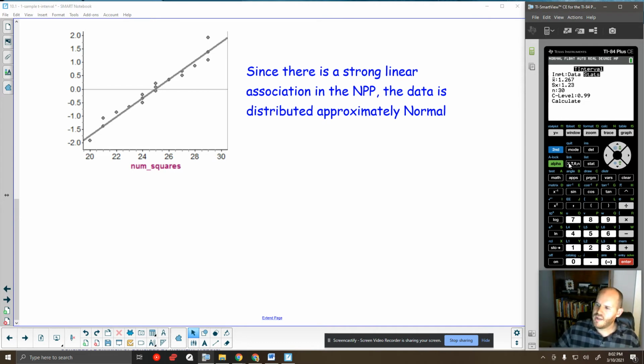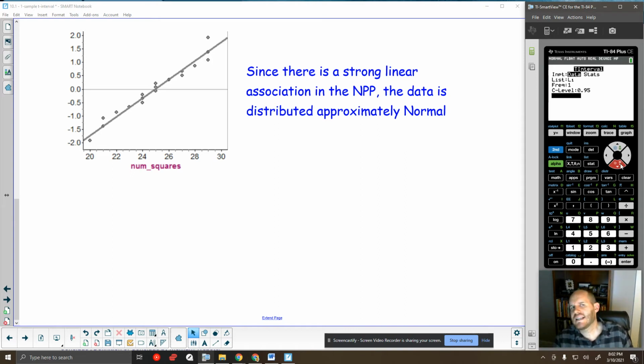Now, because I already have my data set typed into list 1, I'm going to use the data option here rather than the statistics option. And I'm just going to tell it that all of my data is located in list 1. The other thing I need to do is tell it what confidence level I want to operate at, and I want a 95% confidence interval.